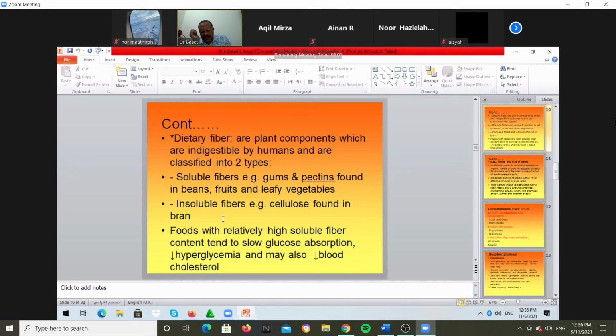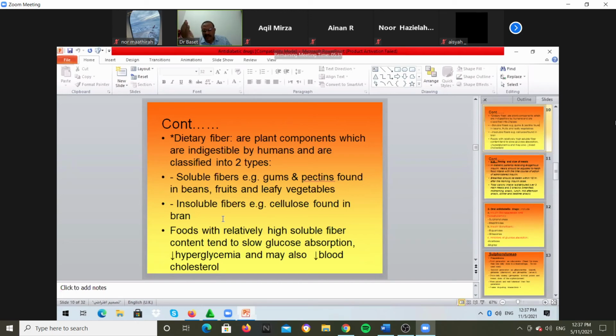These fibers may affect glucose absorption. Yes, doctor, this is the main advantage. The glucose absorption will be delayed, will be slow. So the tendency for hyperglycemia will diminish. Also hyperlipidemia may diminish. So something like bran or these soluble fibers may have this good advantage.